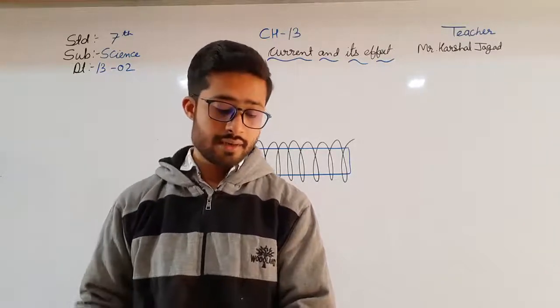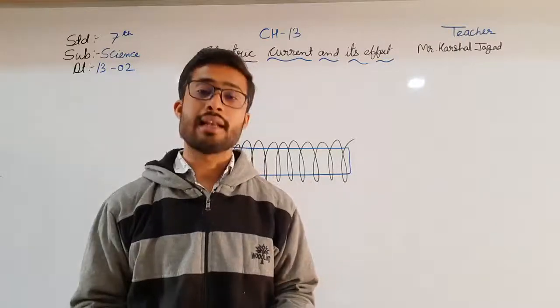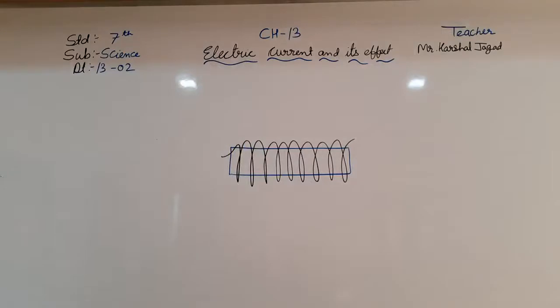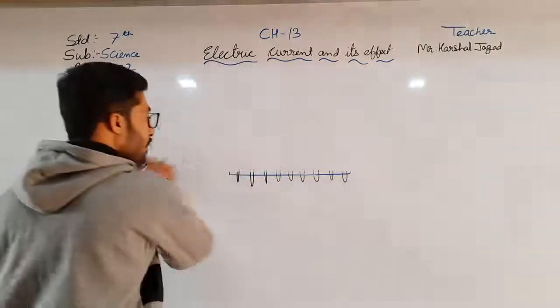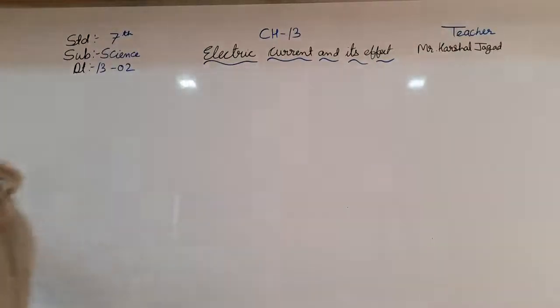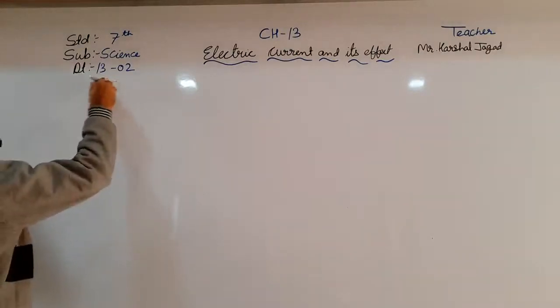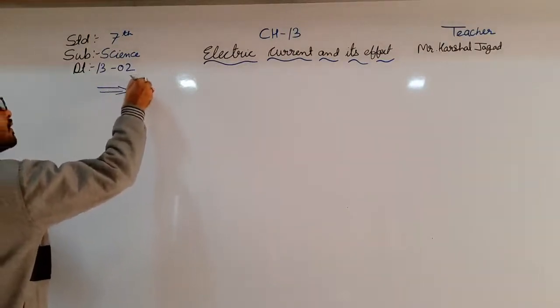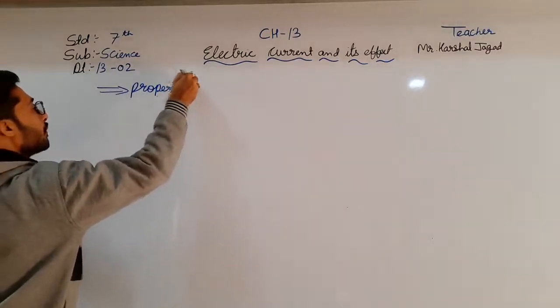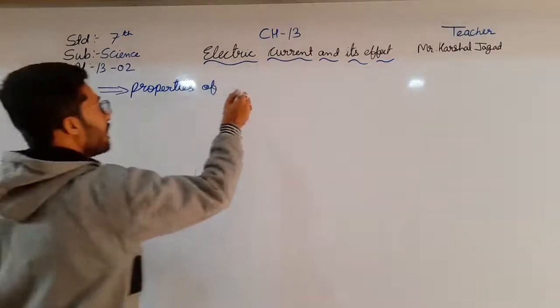Then after this we have seen the activity, and here we have reached the properties of electromagnet. Properties of electromagnet. Let us see.